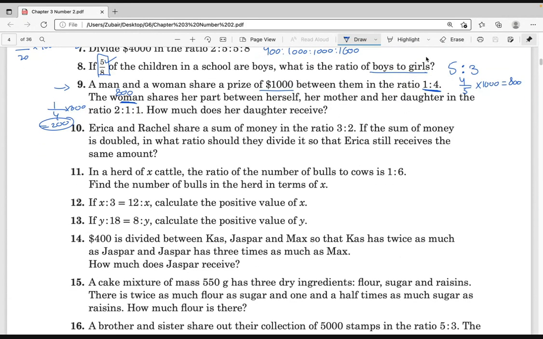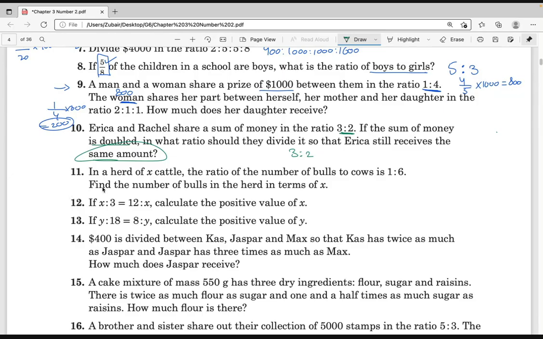Number 10. Erika and Rachel share some money in the ratio 3 to 2. The sum of money is doubled. In what ratio should they divide it so that Erika still receives the same amount? So the sum of money is doubled. The ratio would stay the same if they are going to get the same amount. Any doubt in this? No, sir.